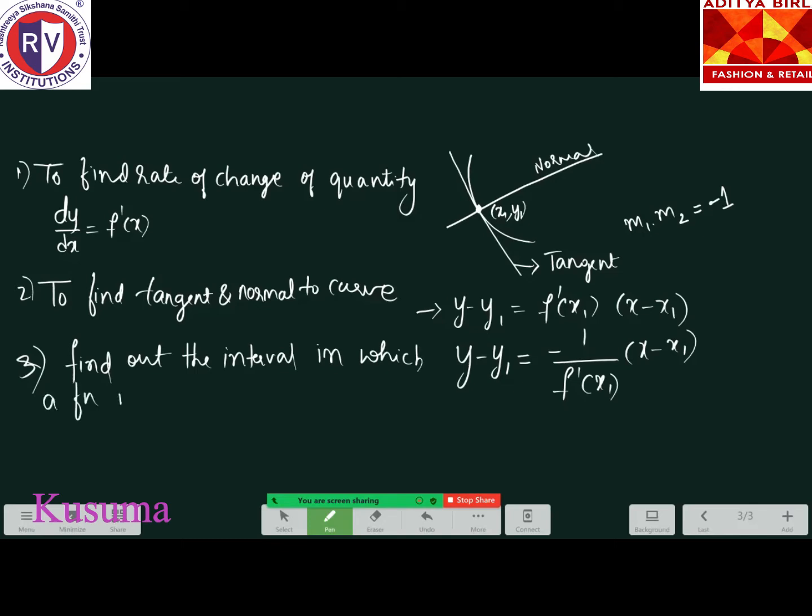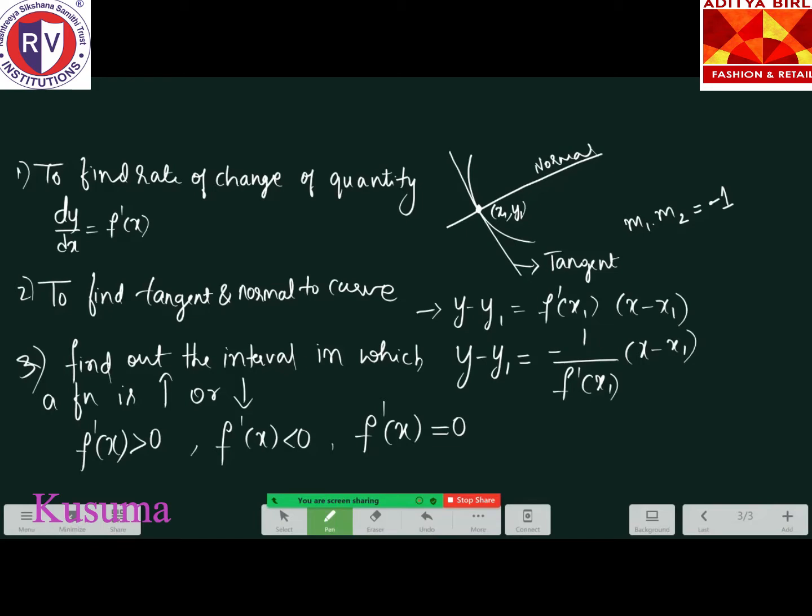In which a function is either increasing or decreasing. How do you say that the function is increasing in a particular interval? If f dash of x is greater than 0, then the function will be increasing. If f dash of x is less than 0, then function will be decreasing, and if f dash of x is equal to 0, then in that interval the function will be constant.